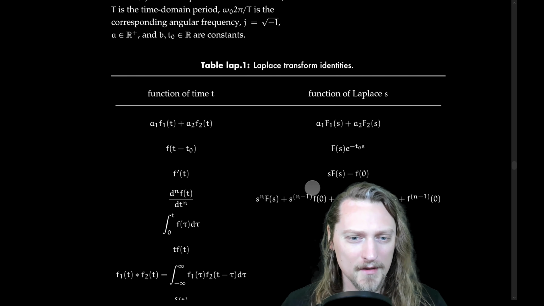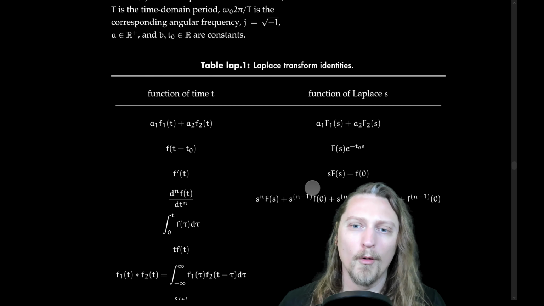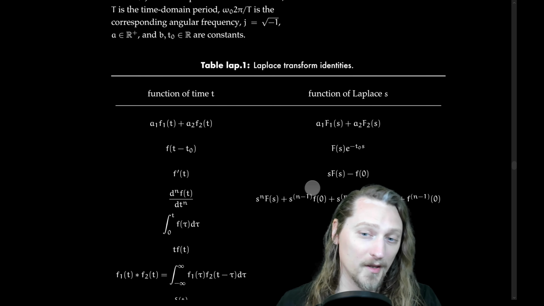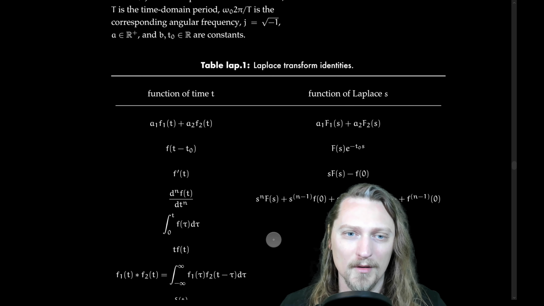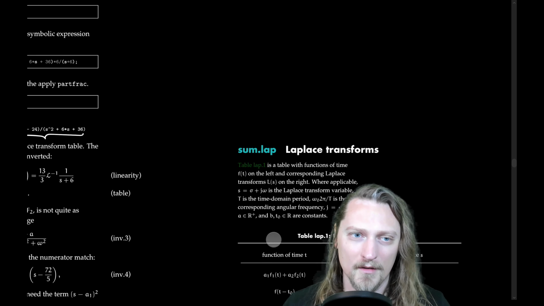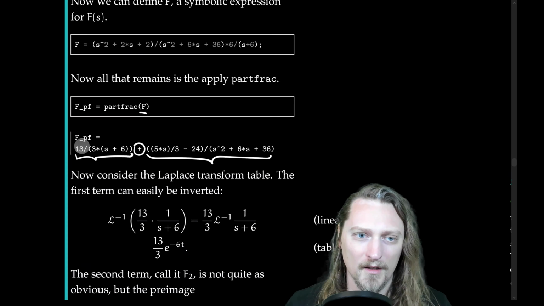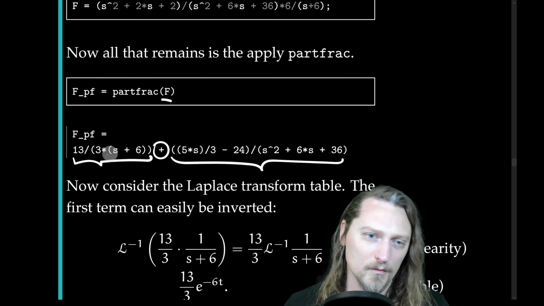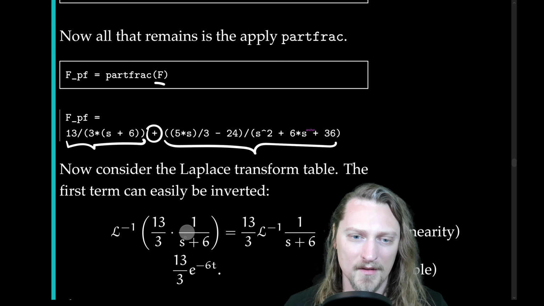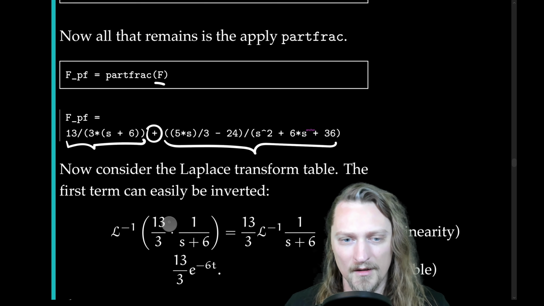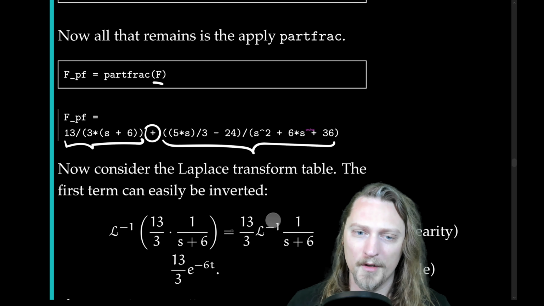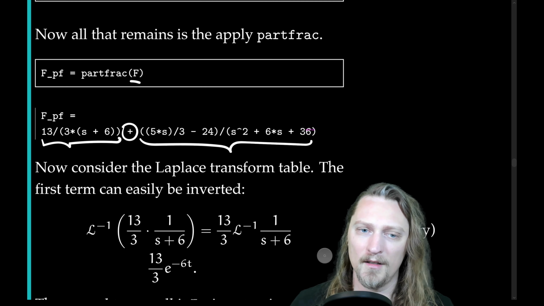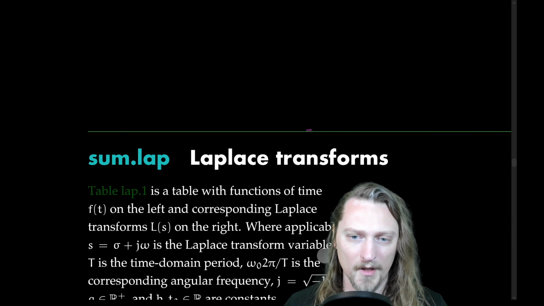So this is the table, and we're going to look for the first term in here, because the first term was relatively simple. We're hoping that we can identify it in this table. So let's recall what that was. It was 13 over 3 times 1 over s plus 6. So that is this expression here. If we go over here and look for something that looks like this in the Laplace transform table.